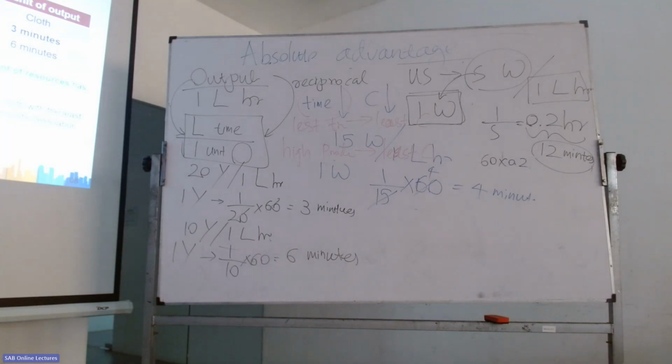When time is the least, cost is the least. So in wine production, the UK has the least cost, so it has the absolute advantage in producing wine compared to the US. In cloth production, the least time is with the US, so the US has the absolute advantage compared to the UK in producing cloth.